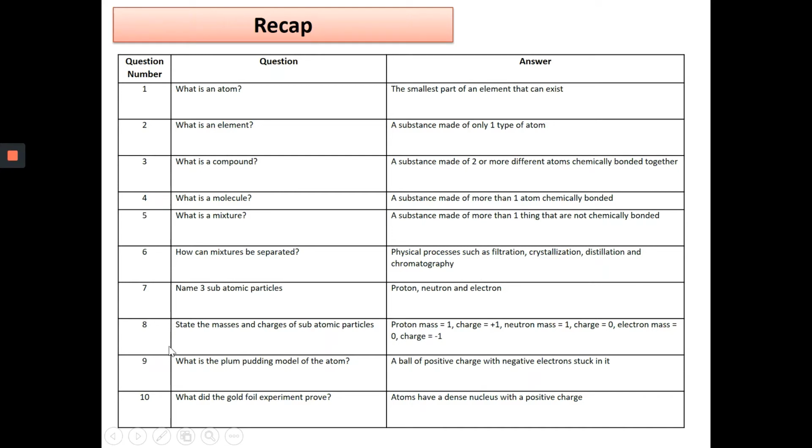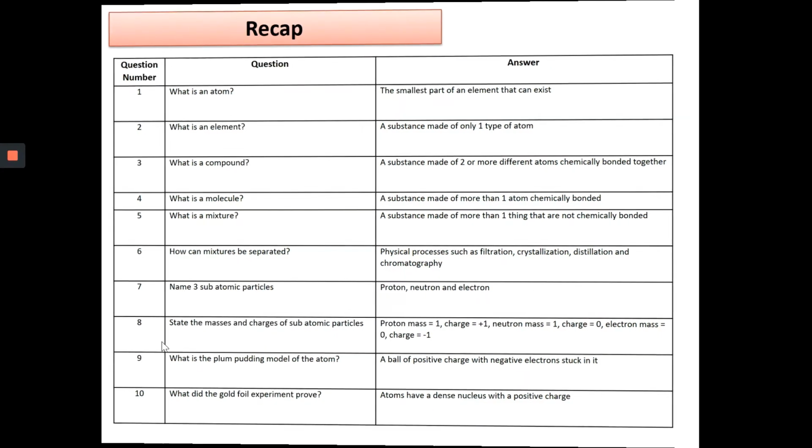Another one that I would like to highlight is 8. So state the masses and charges of subatomic particles. Now this question comes up practically every year in the exam, and it's always worth a lot more marks than you think it should be. So going through and actually memorising that fact and those masses and those charges is going to be really, really helpful to you.